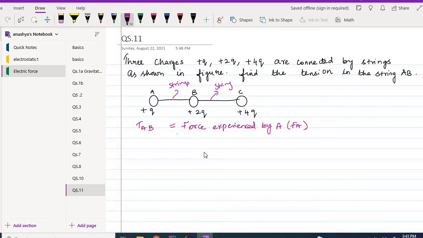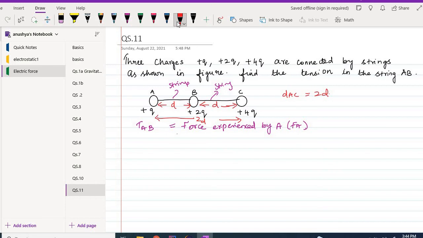Okay, so let the distance between A and B be D, and the distance between B and C also D. Okay, and the distance between A and C will be D plus D, which is 2D. The distance between A and C will be equal to 2D.